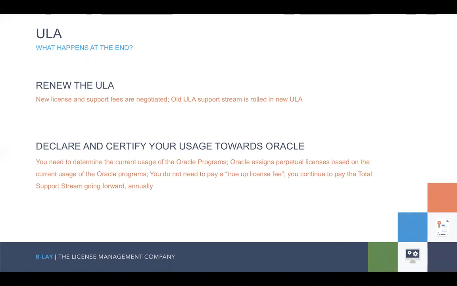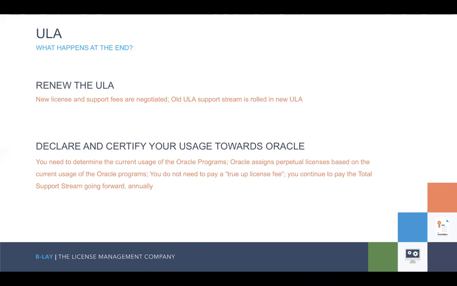But the old ULA support stream is rolled into the new ULA. So you need to be really careful if you are renewing your ULA to determine, okay, what is the bill of materials, meaning what products are we going to continue into the ULA, and how are we going to make sure that the support stream from our initial ULA is going to be separated out from the new ULA, because otherwise your support stream, your annual cost, will only increase and increase and increase.